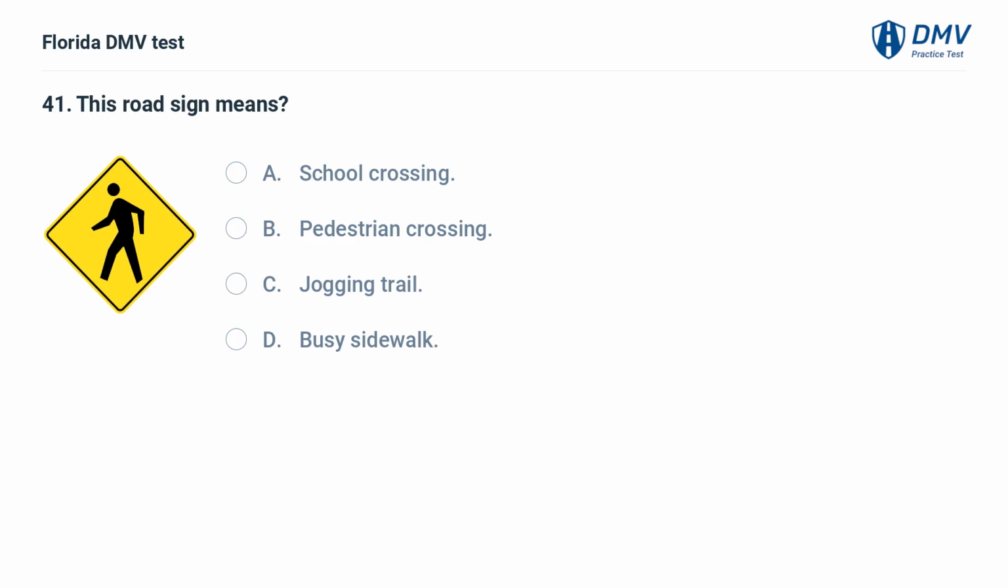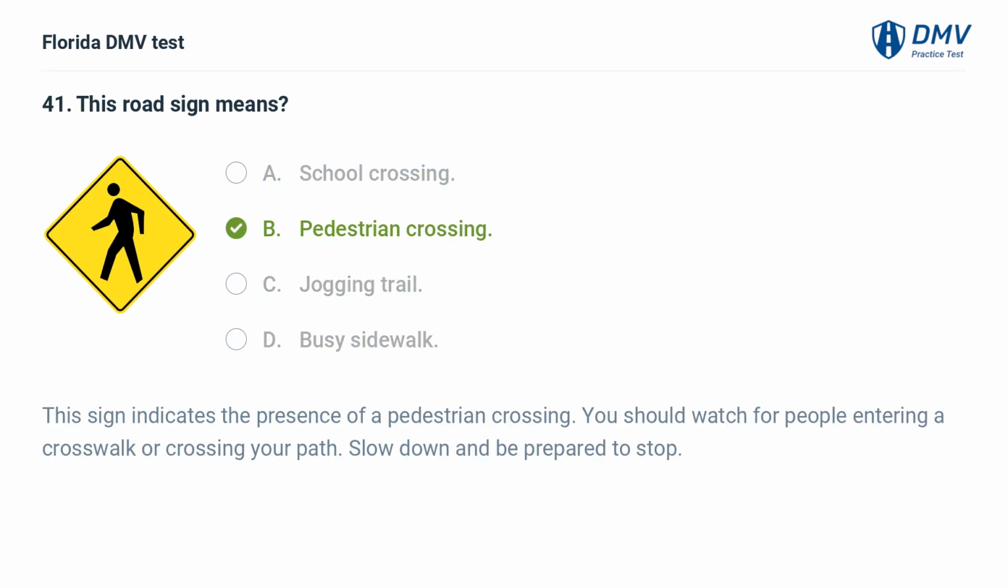This road sign means A. School crossing. B. Pedestrian crossing. C. Jogging trail. D. Busy sidewalk. B. Pedestrian crossing. This sign indicates the presence of a pedestrian crossing. You should watch for people entering a crosswalk or crossing your path. Slow down and be prepared to stop.